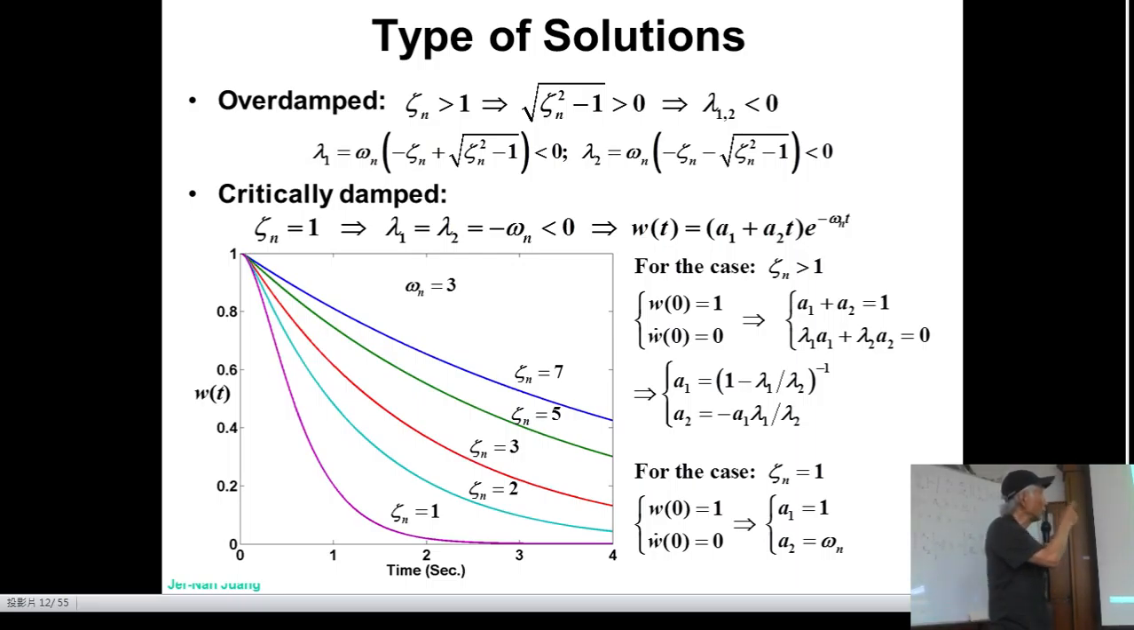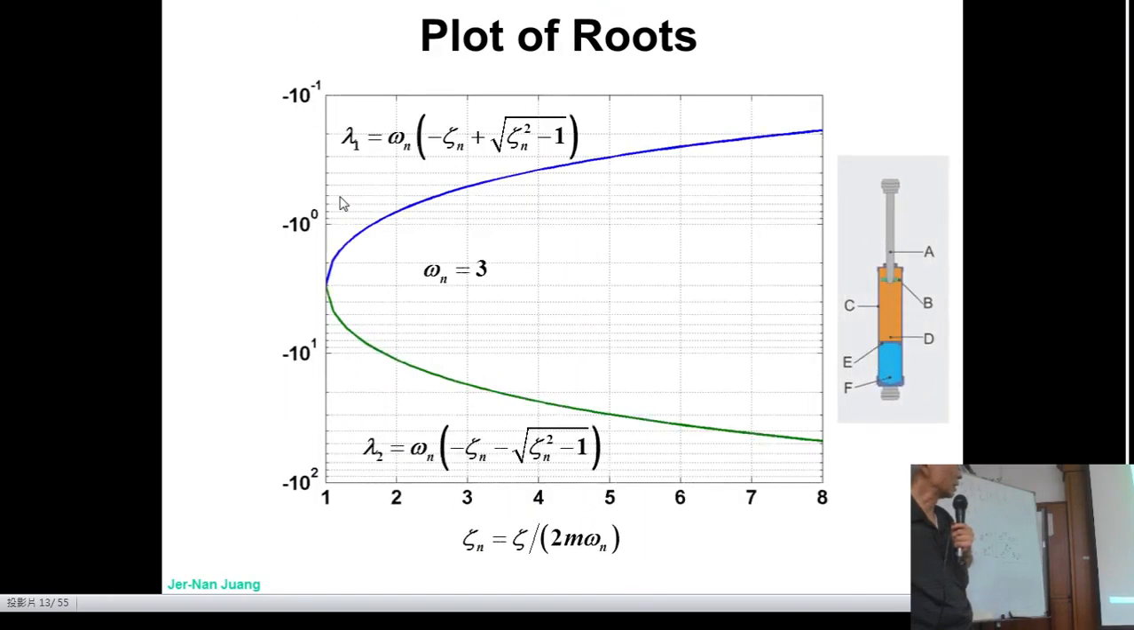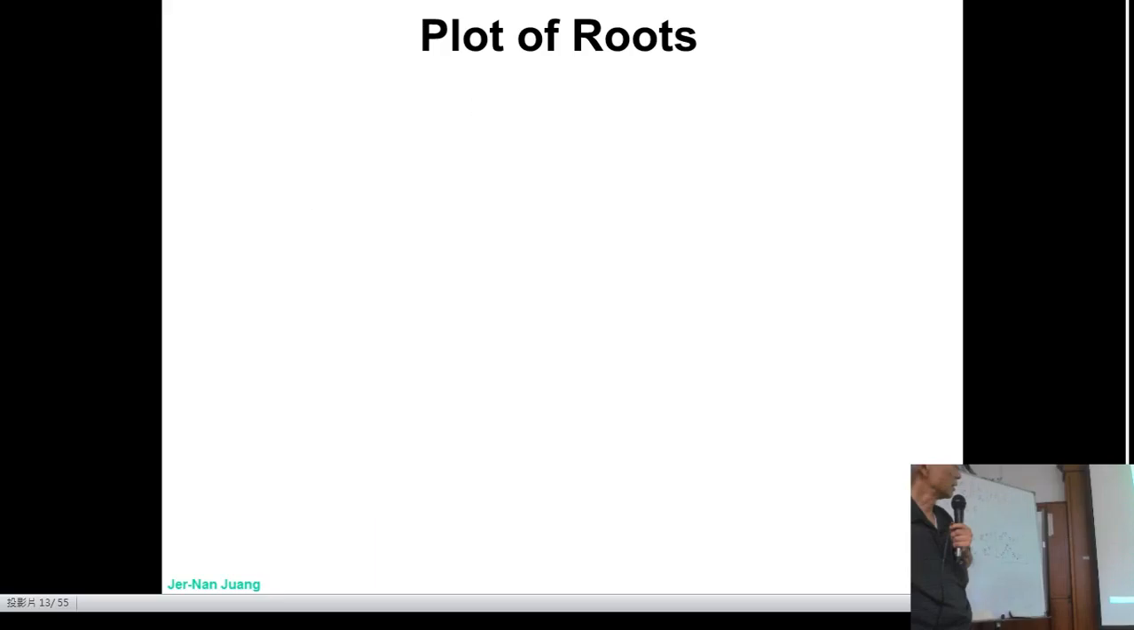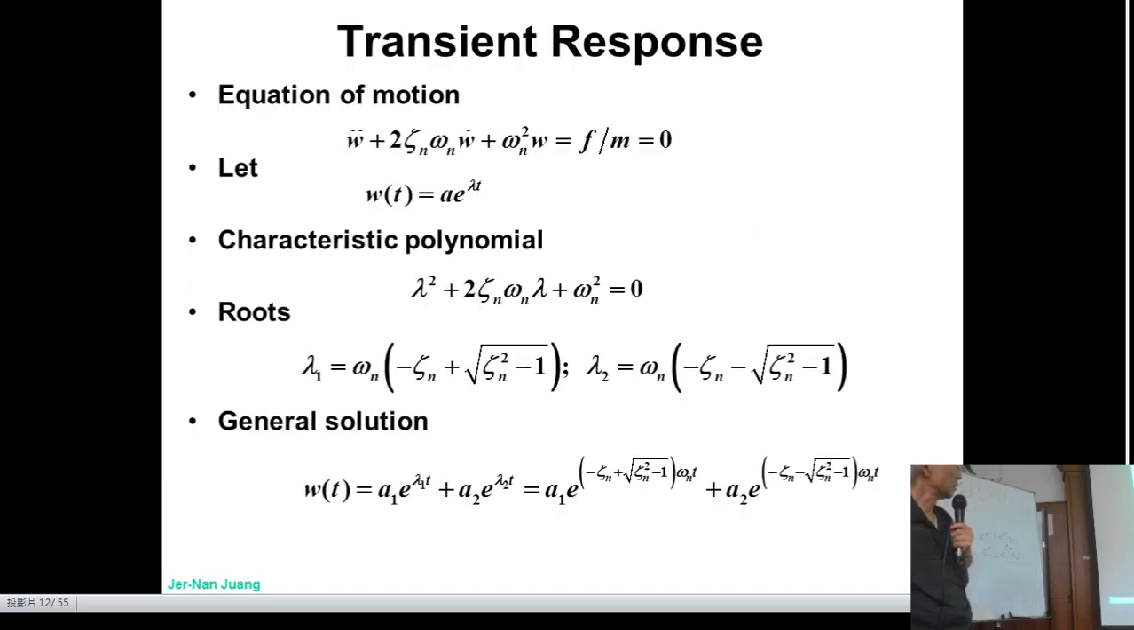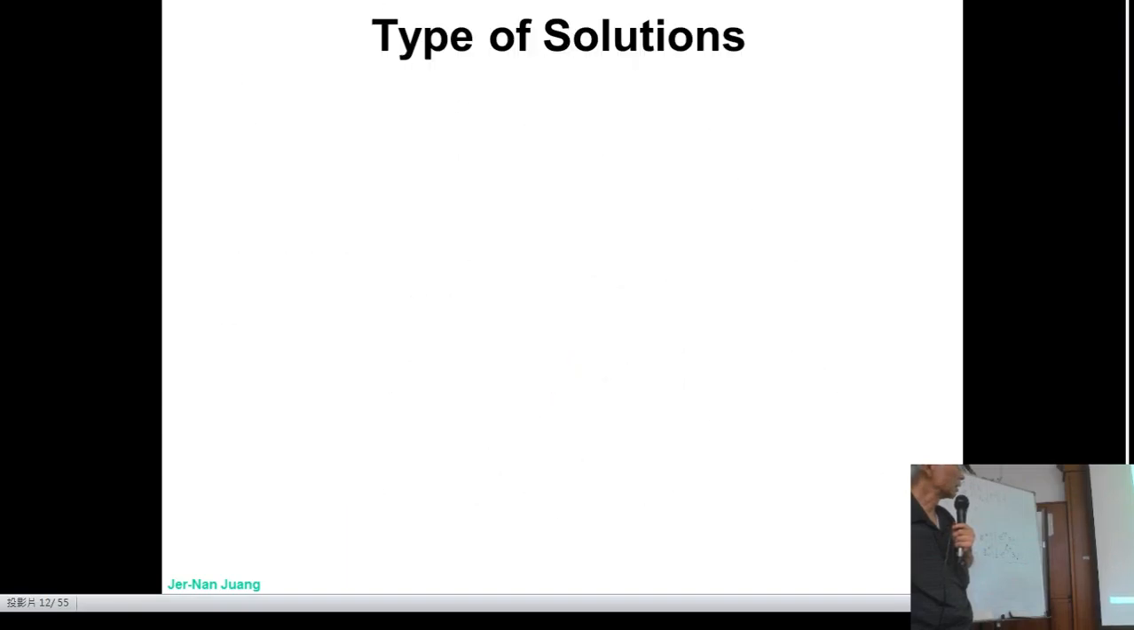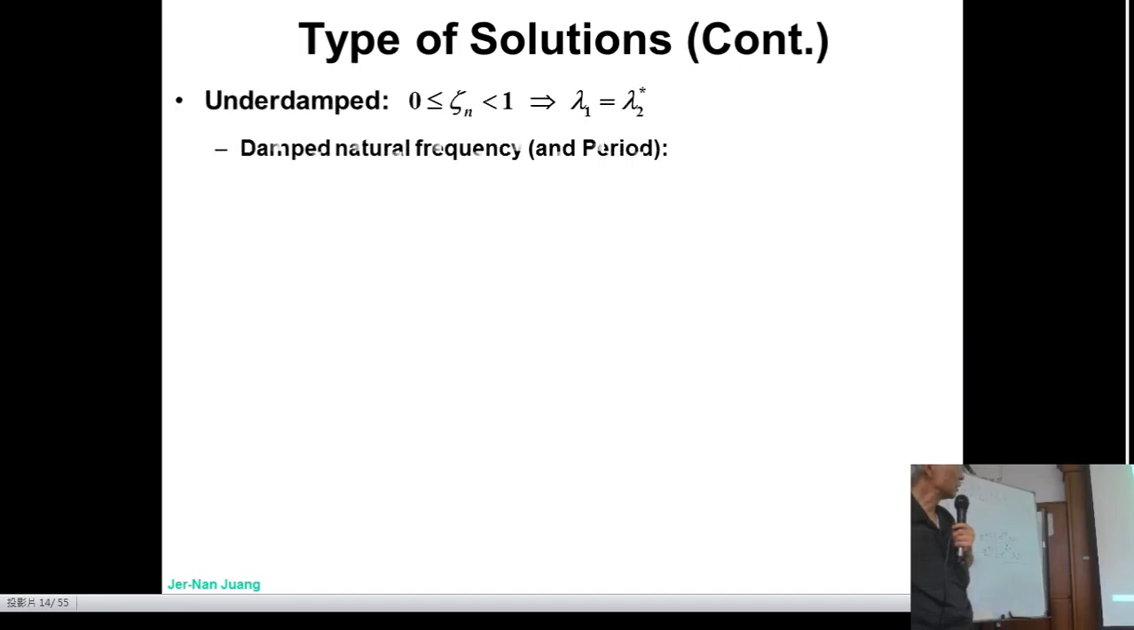Lambda 1, lambda 2 is my eigenvalue. Lambda 2 is my second eigenvalue, which is a complex conjugate, for example. But this is not. Let us look at a complex conjugate. This is overdamped, this is critically damped. Then where is my underdamped? This is underdamped here. Okay.